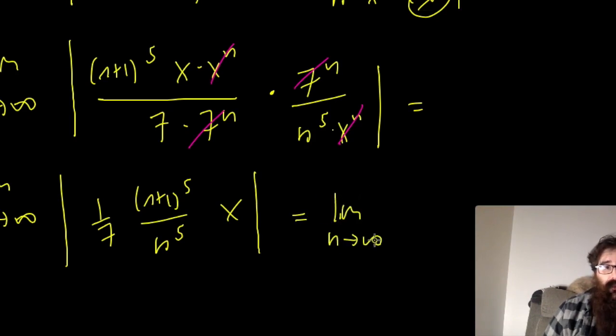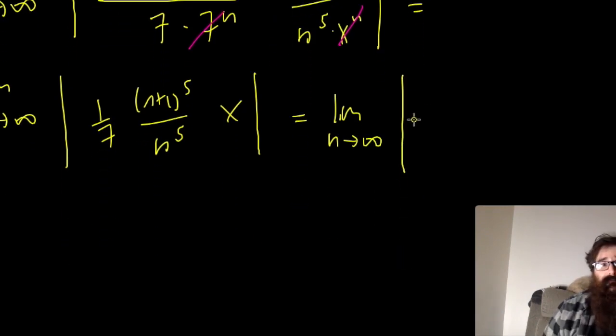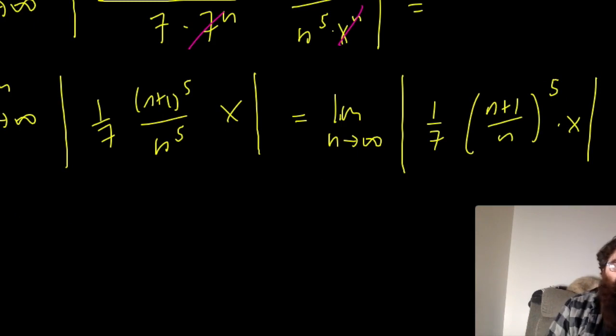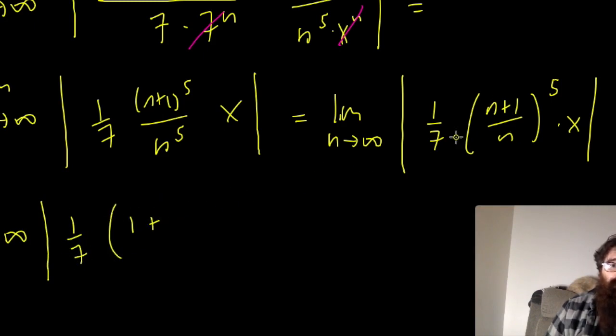with that same exponent. So, limit as n goes to infinity of, we have 1/7, and then I'm going to have, in parentheses, n plus 1 all over n, and that's all to the power of 5, and then times x. And this, I can actually break up the fraction. Limit as n goes to infinity, absolute value of, we have 1/7. This is going to be n over n, which is 1, plus 1 over n. That's all to the fifth times x.